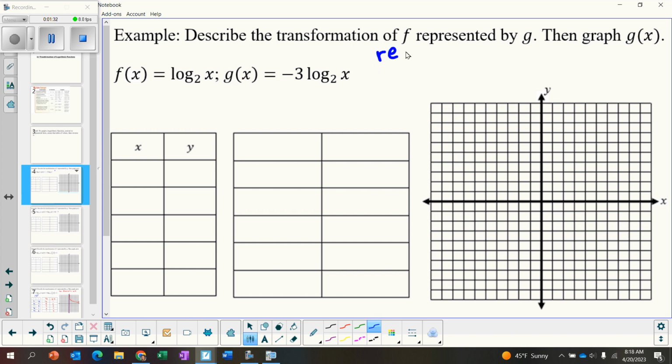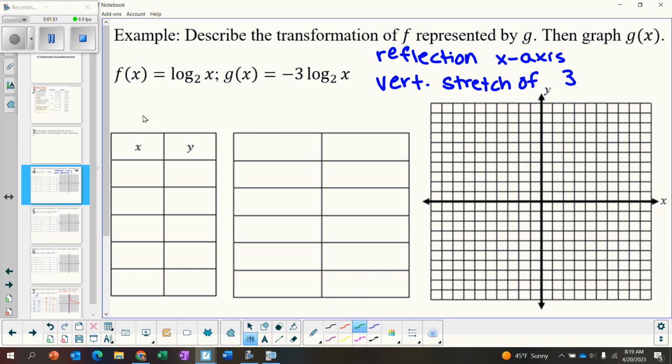So reflection, x-axis. And the 3 is a vertical stretch of 3. Sorry, of 3. I don't know where I got 2 from. So what we're going to start with is we're going to do a reverse of 2 to the x. So my x values would have been negative 2, negative 1, 0, 1, 2.